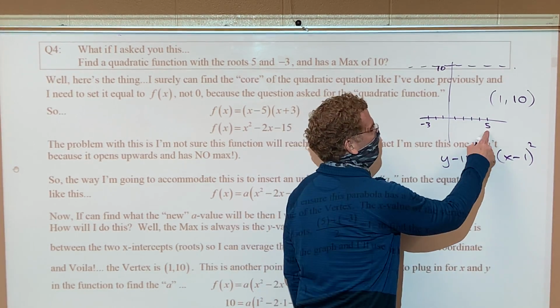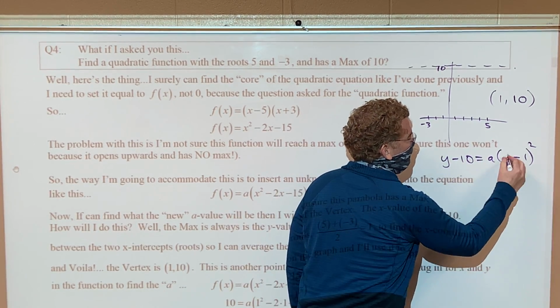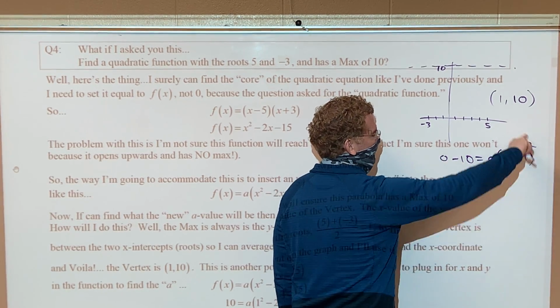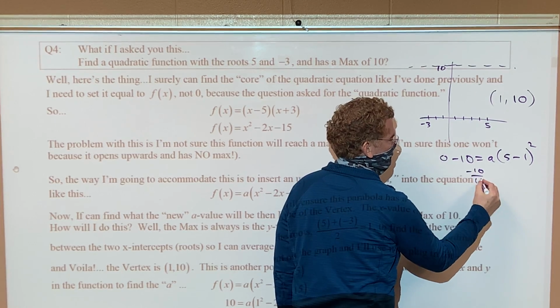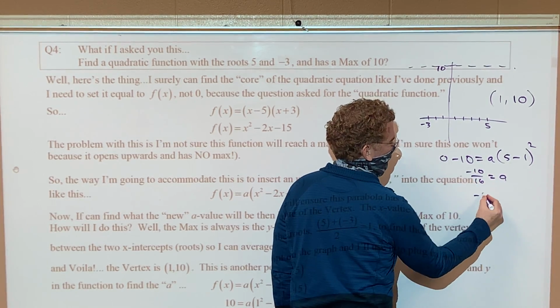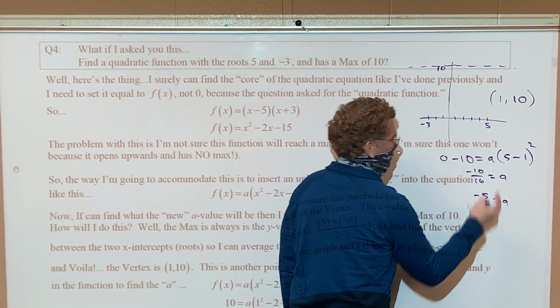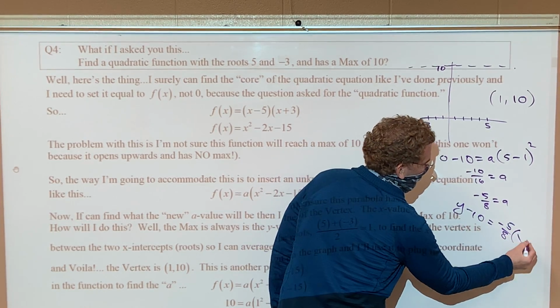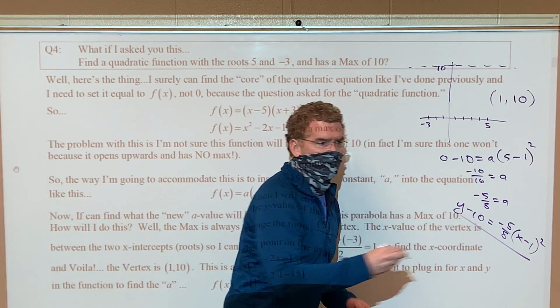So pick anything else like 5, 0. Plug a 5 there, plug a 0 there, and I get 4 squared is 16, divide by that 16, so a is what, -5/8? And then you go back and you say, all right, y minus 10 is -5/8 times (x minus 1) squared. That's what I did yesterday.